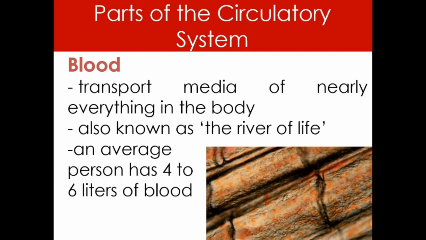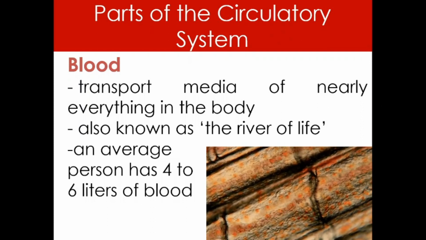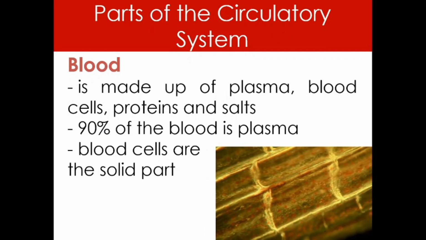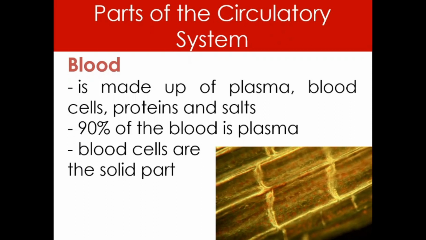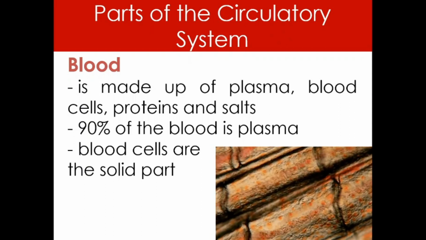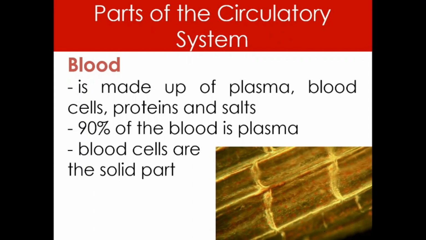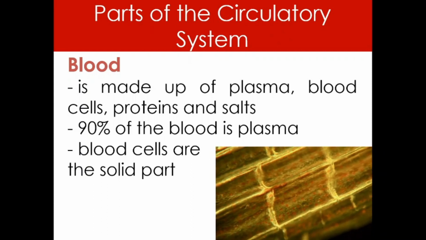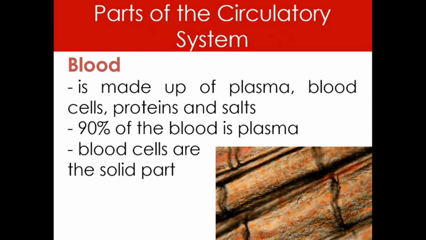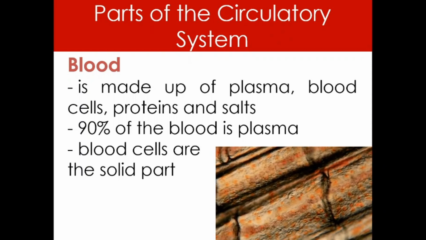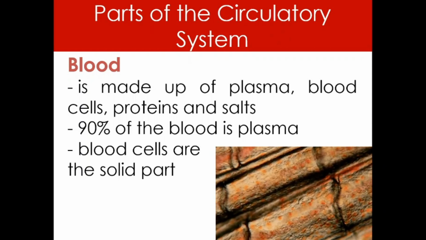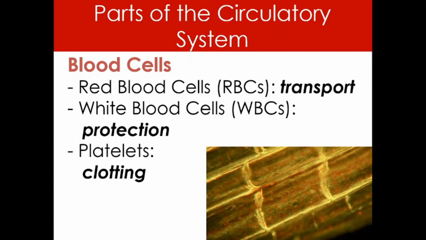Now, an average person has 4 to 6 liters of blood. Now, the blood is made up of several components, which are the plasma, blood cells, we also have some proteins and some salts. 90% ng dugo natin ay plasma, which is the liquid part of our blood. Now, the blood cells are the solid part. So, ito na yung mga blood cells.